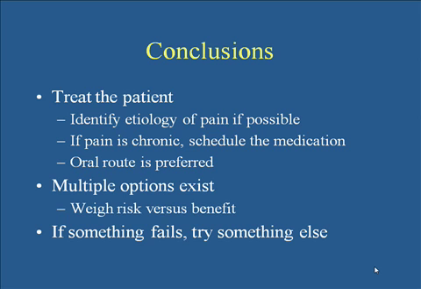So in conclusion, treat the patient. Identify etiology of the pain if possible. We've talked about that. If it's a chronic pain type situation, schedule the medication. Do not just give PRN medications for chronic pain, because if it's chronic, it's chronic. They should get chronic pain medications. The oral route is the preferred route if they can swallow. If they can't swallow, then I think you look back at other options that are out there, either transdermal or if they're getting toward end stage of life and you're thinking more subcutaneous infusions and more invasive routes, that's the other options that are out there.